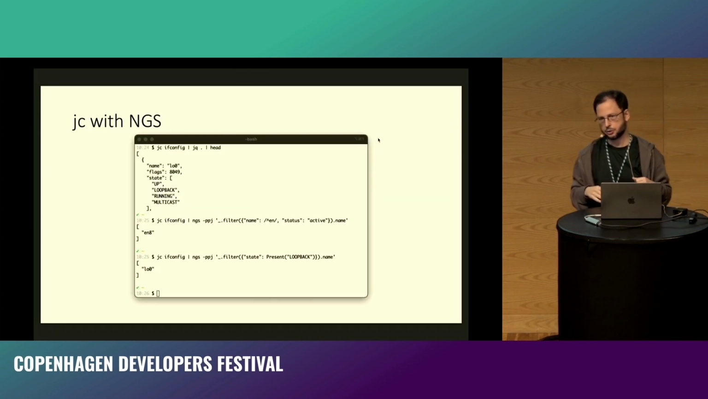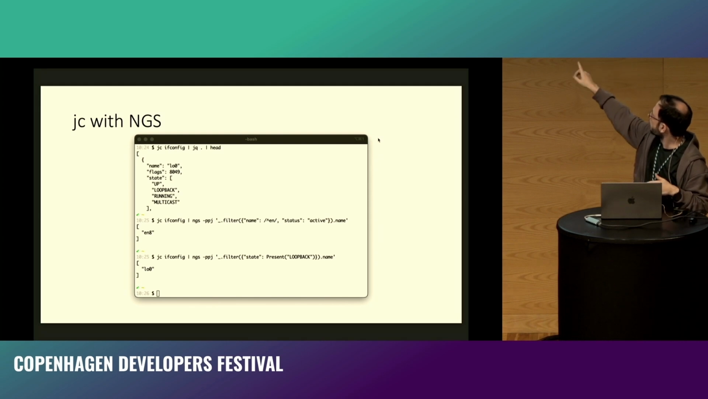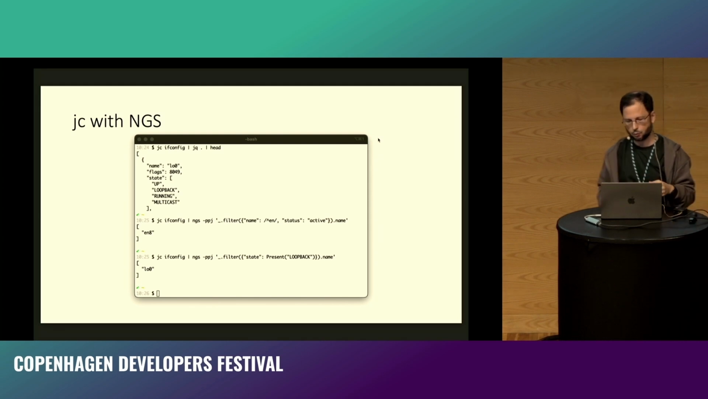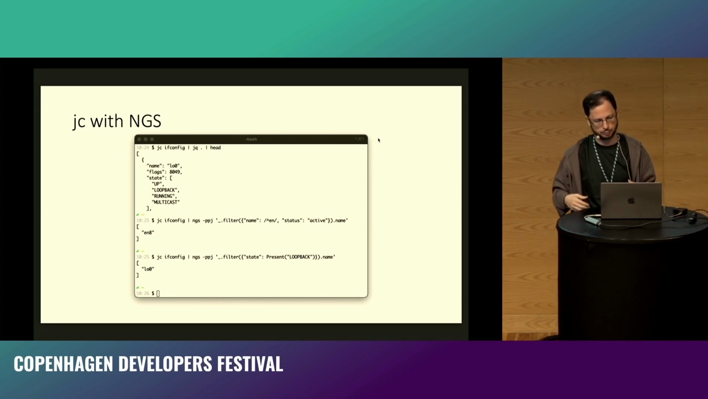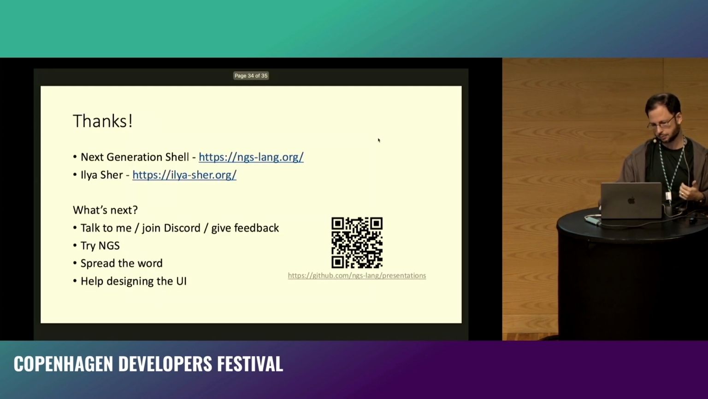About JC that I mentioned earlier. When you parse something and you have JSON output, I think it's pretty ergonomic to use NGS for working with that, while your regular response would be to use jq with that. I encourage you to try NGS because it's more ergonomic in many of the cases.